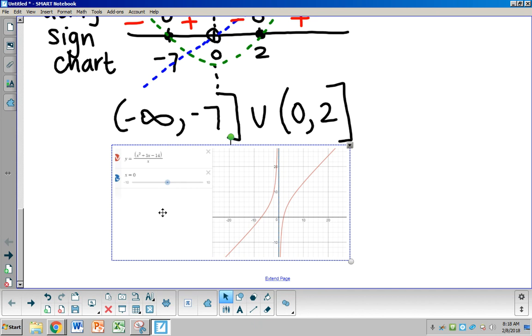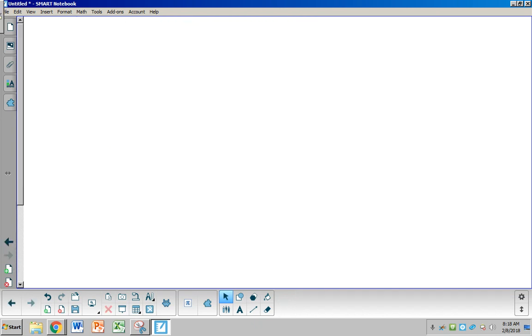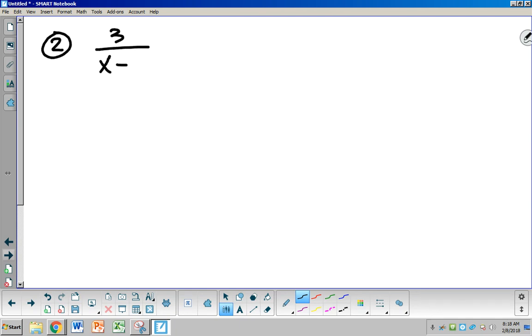All right, moving right along. Next one. Okay, number 2. Let's try this one: 3 over x minus 1 plus 2 over x is equal to 8. So right from the beginning, what do we know that x can't equal? 1 and 0. So x can't be 1 or 0.